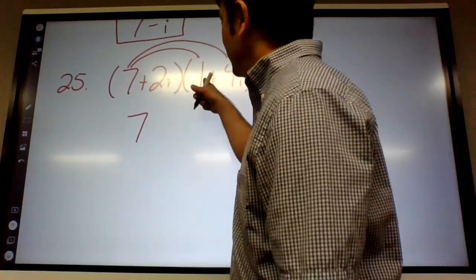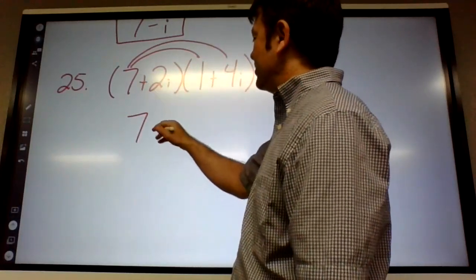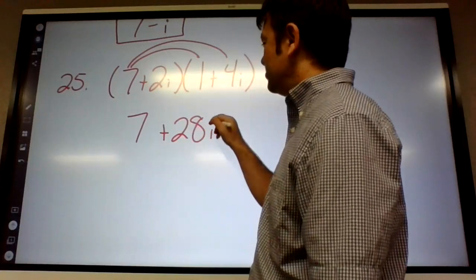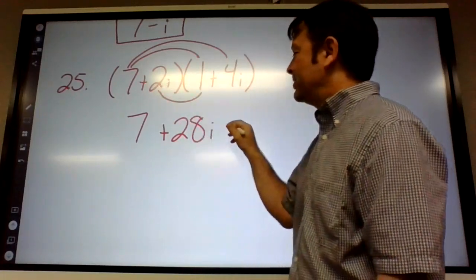Okay, so another FOIL. 7 times 1, 7 times 4i, 28i. Inside is 2i times 1.